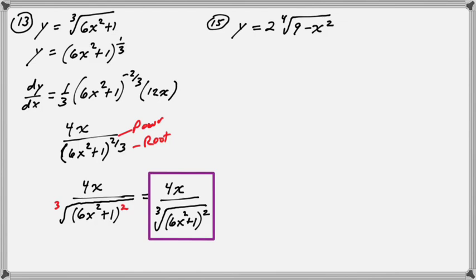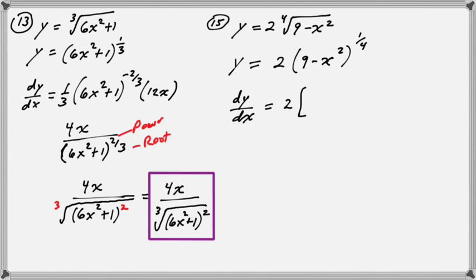Okay, for 15, I would rewrite this as 2 times 9 minus x squared to the power over root. Fourth root is a 1/4 power. Now I'll take the derivative. That's why I'm writing dy dx. Then you're going to write power times base to the 1 less power times the derivative of the base. 1/4 less than 1 is negative 3/4. The derivative of this is negative 2x. So what's 2 times 2? 4. 4 times 1/4 is 1.